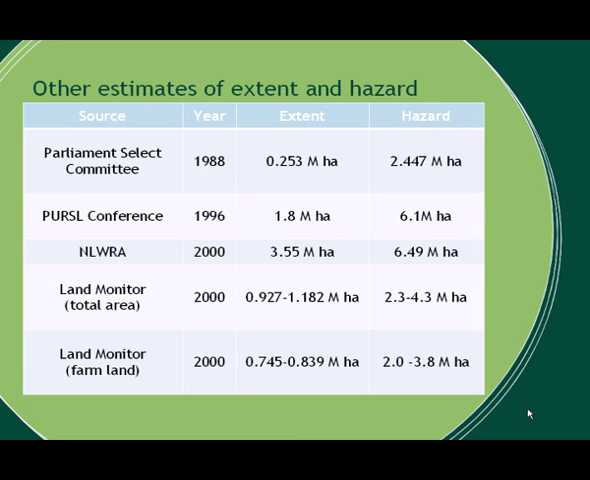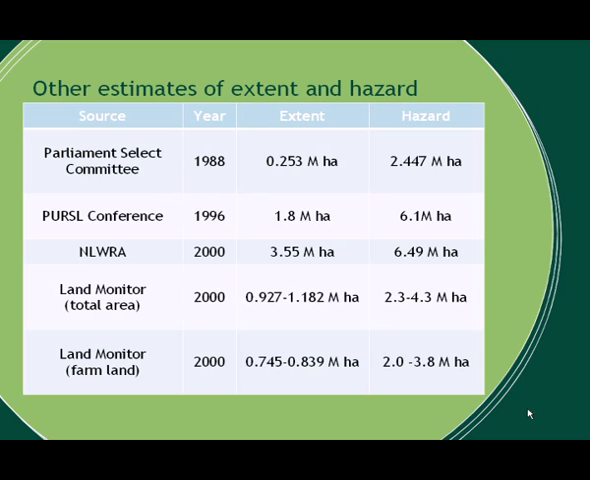It wasn't the only estimate of salinity that's been conducted over time, and here's 4 or 5 others that I'll quickly take you through. One of the earliest extents was done as a result of a parliamentary select committee in 1988, and it estimated the current extent at 253,000 hectares, or 0.253 million hectares, and that was the first survey that ever had a go at trying to estimate how much land was out there that may have a salinity problem in the future.